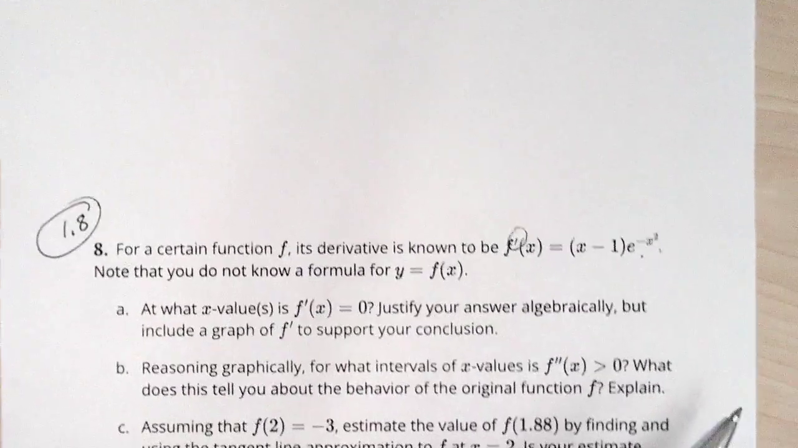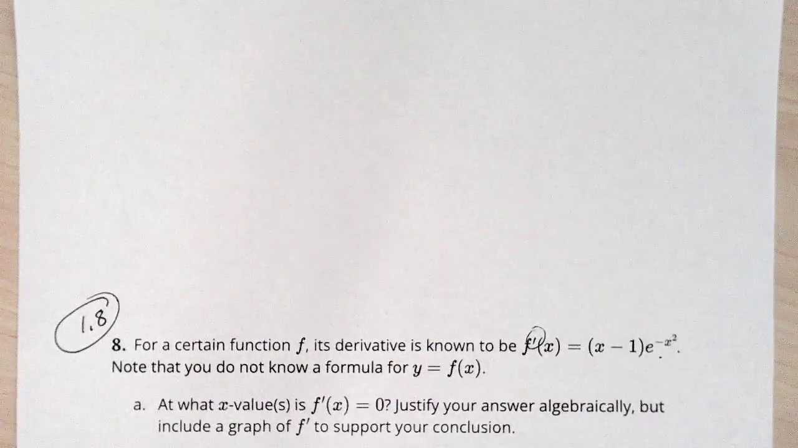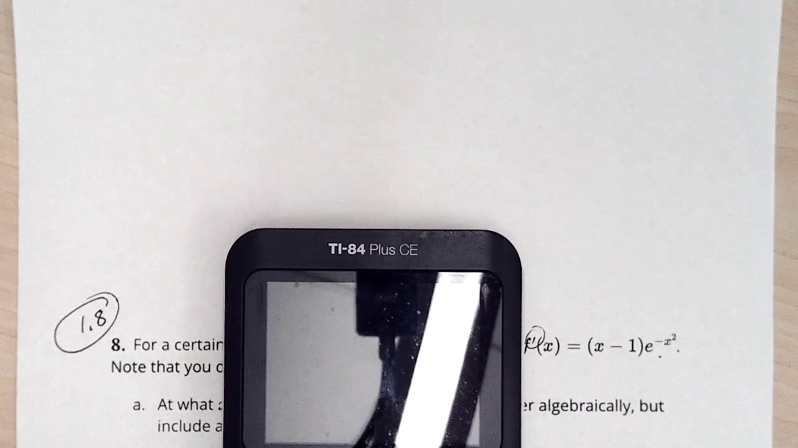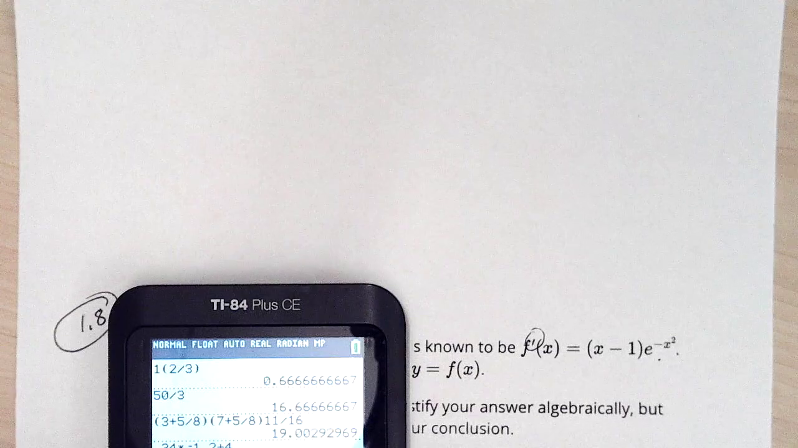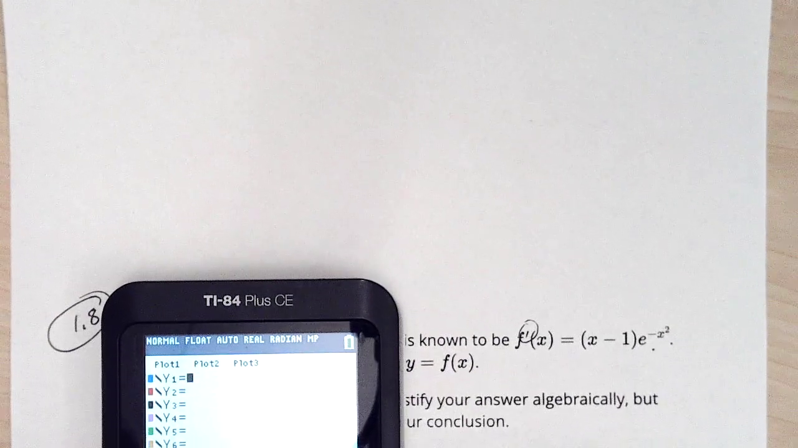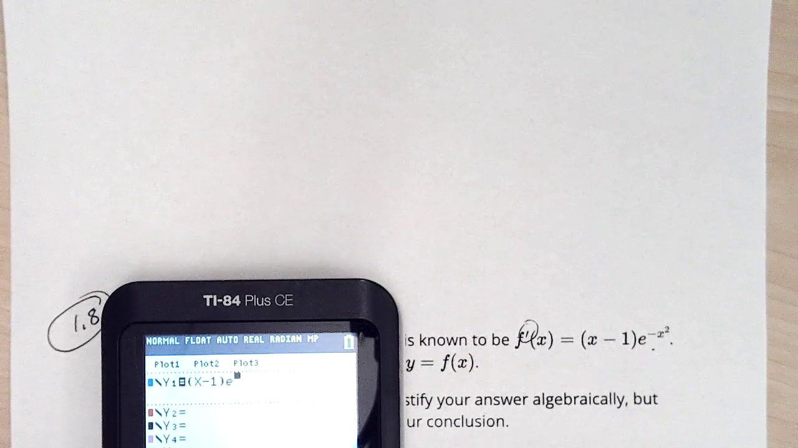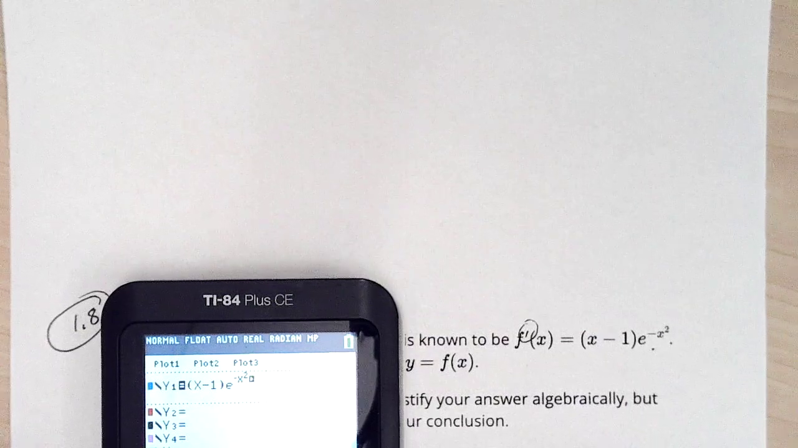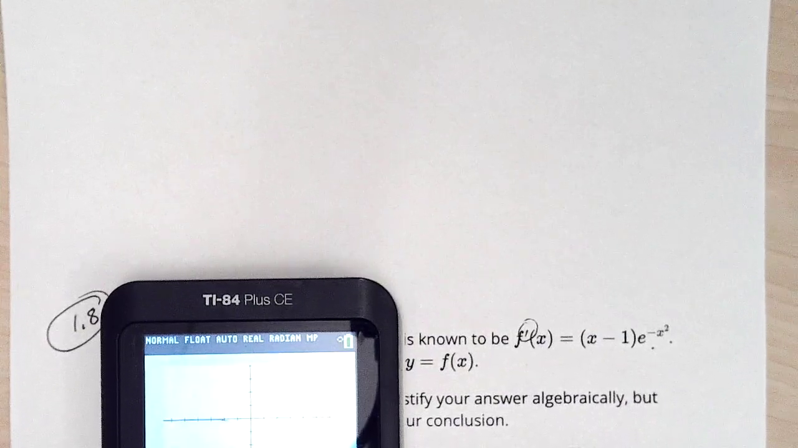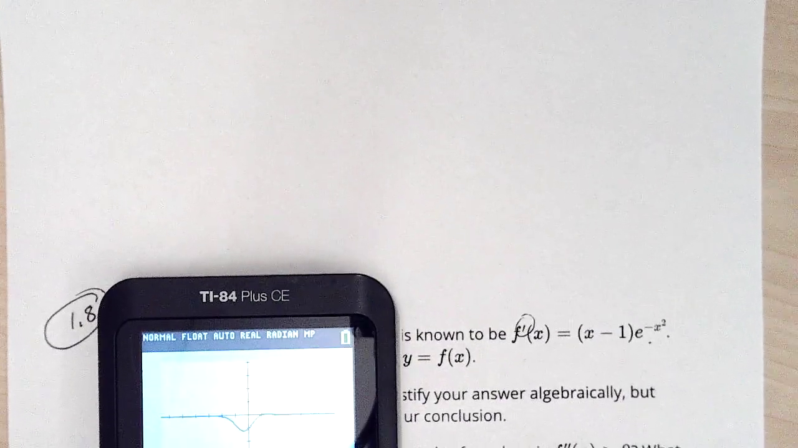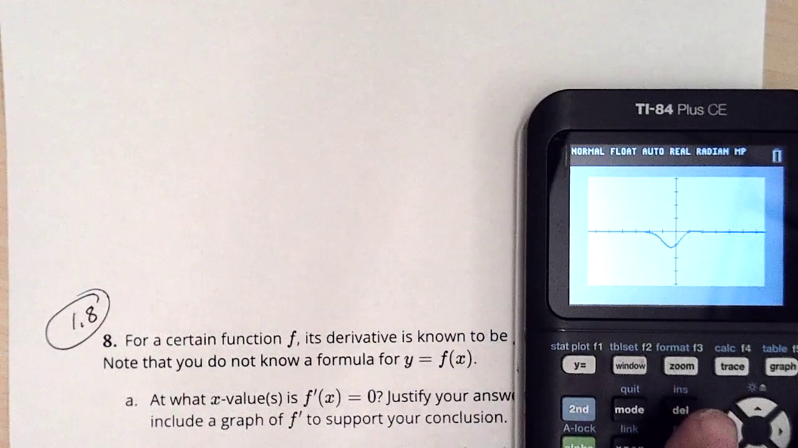Now, just so we have an understanding of that, I'm going to graph this. And we're probably going to need it anyway. So it's parenthesis x minus 1, close parenthesis, e to the negative x squared. Okay? And I'm going to go zoom 4. And can you see? Let's see, let's put it there.